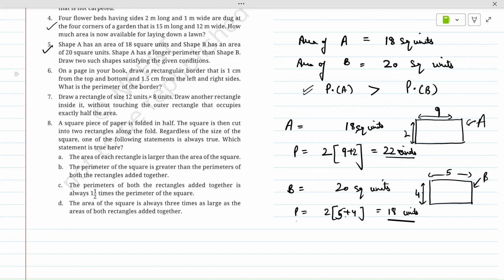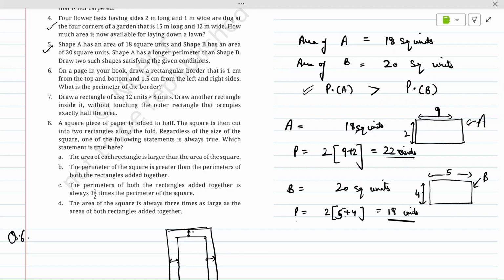What is the perimeter of the border? So just see question number 6. You have the page of a book, and we know that the page of a book is rectangular in shape. What we are asked to do is leave 1 centimeter from top and bottom and 1.5 centimeters from right and left, and then draw a border. So again this border will be a rectangle only, right?